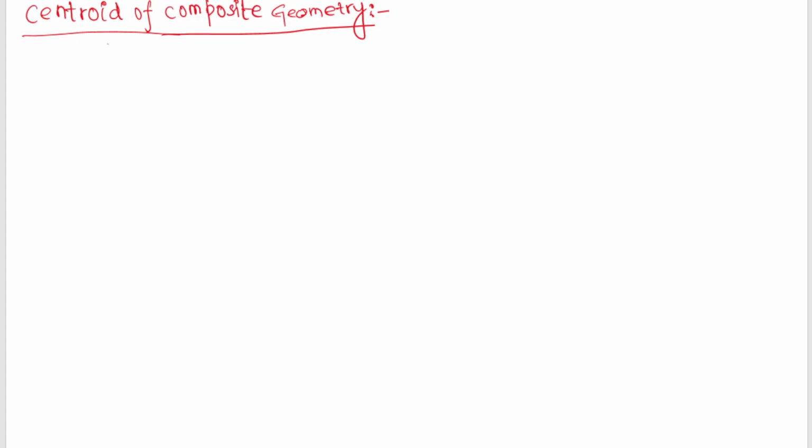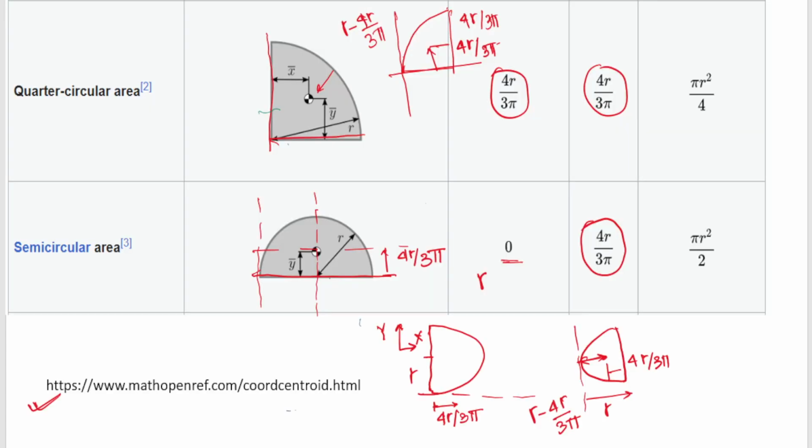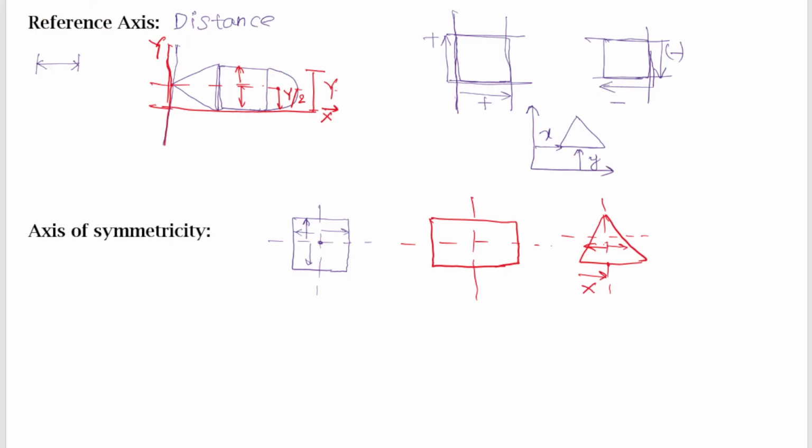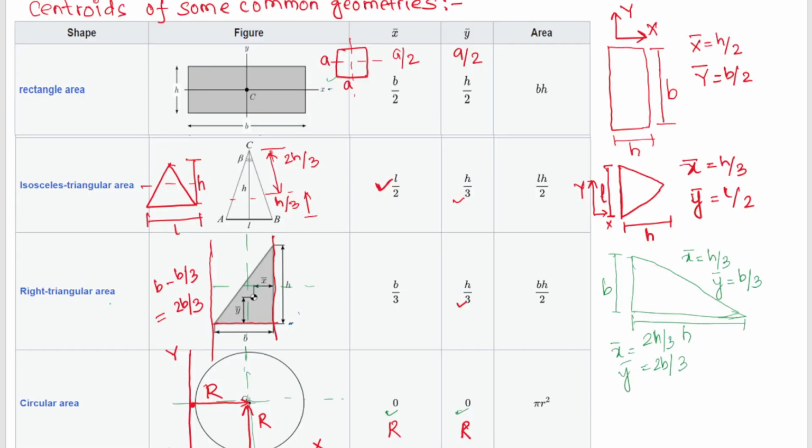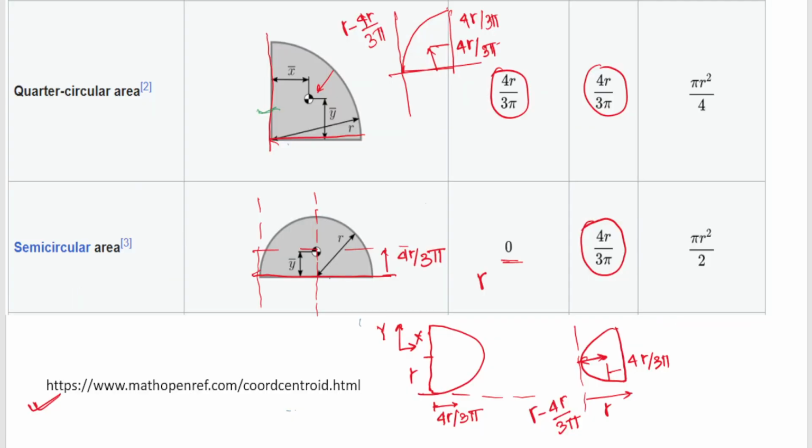So in this class, we are going to see about the centroid of a composite geometry. So what is a composite geometry? In the last videos, we only dealt with shapes in which only a single geometry was present. It was only a rectangle, only a square, only a triangle or a circle or a right angle triangle. So all these geometries were regular shapes.